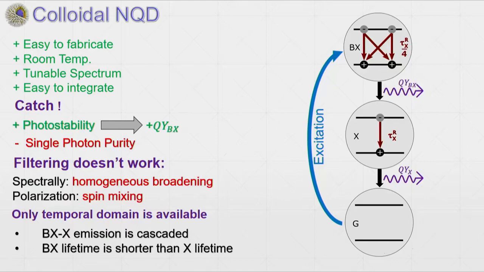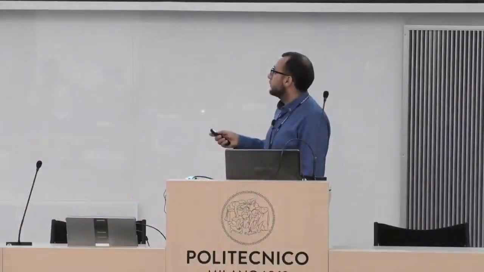These rely on one of two factors: either that the bi-exciton-exciton emission is cascaded, or that the bi-exciton lifetime is shorter than the exciton lifetime. And this is shown here in this diagram. So when you start with the ground state, you excite to the bi-exciton state, for example. Then you're left with two excitons in your quantum dot. And since there are 4 different recombination paths, it has a lifetime that's 4 times shorter than the exciton lifetime.